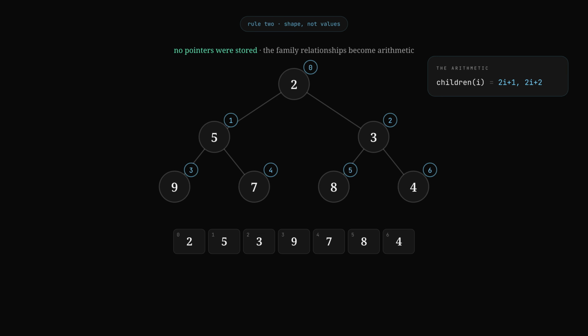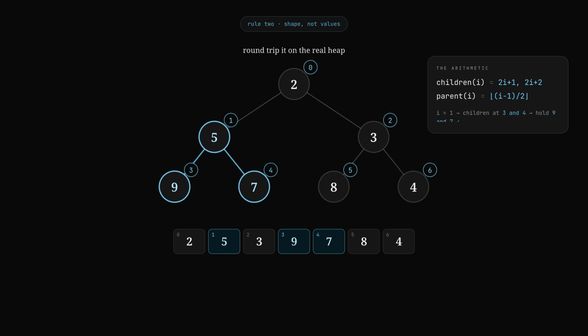The children of index i live at 2i plus 1 and 2i plus 2. The parent of index i lives at (i minus 1) over 2, rounded down. Round trip it on the real heap. Index 1 holds the 5. Its children should be at 3 and 4, which hold 9 and 7. Exactly the 5's children in the picture.